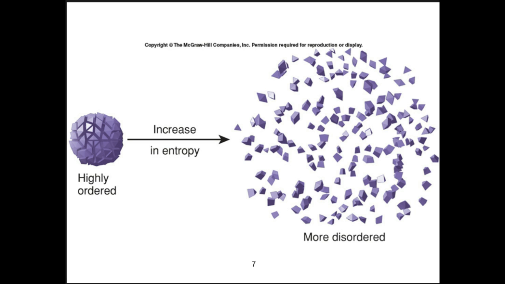If you think about it, in order for your room to be ordered and organized, you have to constantly put in energy. This decreases disorder and thus entropy. If you do not put energy into keeping your bedroom clean, then it will gradually move towards disorder, which is an increase in entropy. It really doesn't take any energy at all for the room to become disordered.